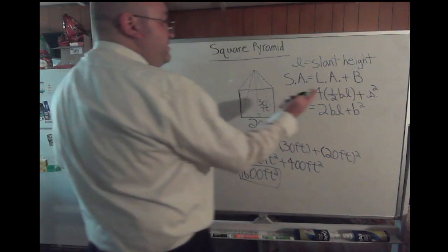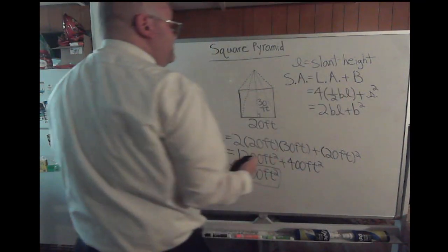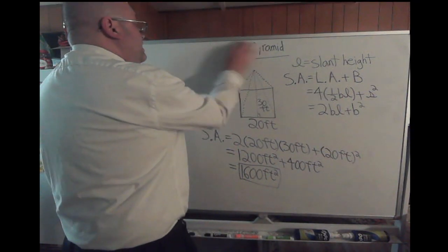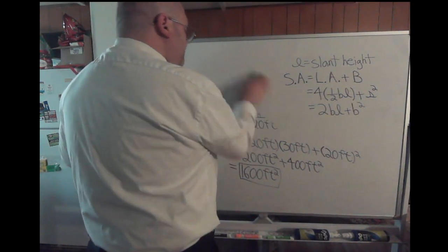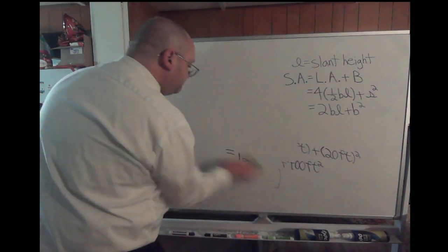So that's how we got the formula for a square pyramid. So if you remember nothing else, lateral area plus the area of the base. Alright, let's move on to cones.